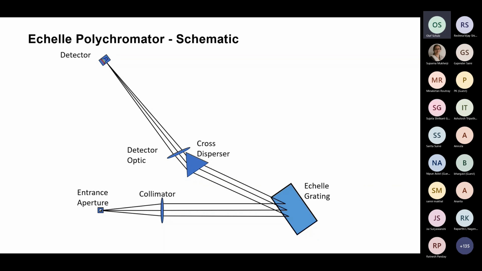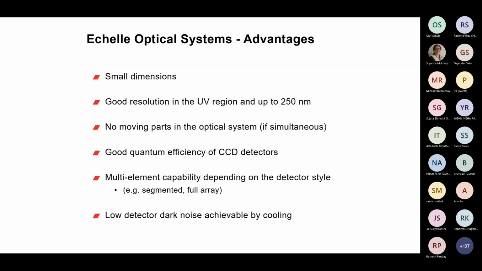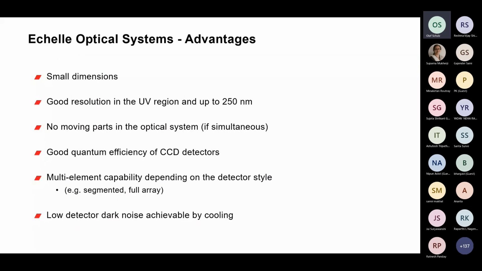And it's really this imaging on a flat surface, which with the advent of the CCD detectors in the mid-1990s, helped the rapid expansion of this optical concept. Now, as with all optical designs, there are advantages and disadvantages. And for echelle optical systems, one could summarize the advantages as a good performance in a small package.